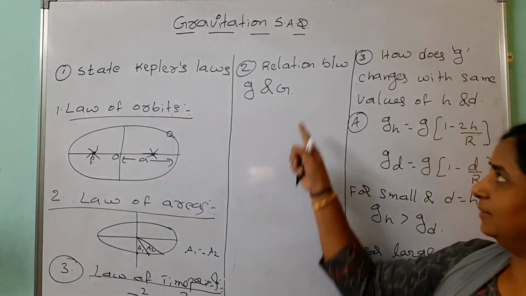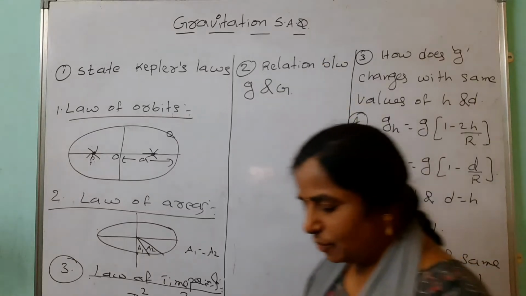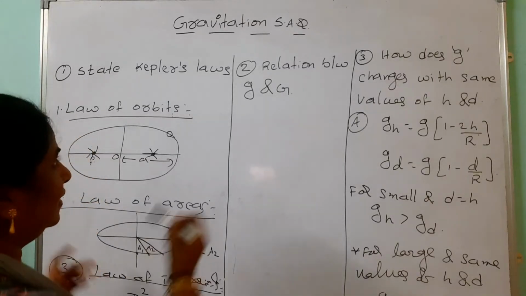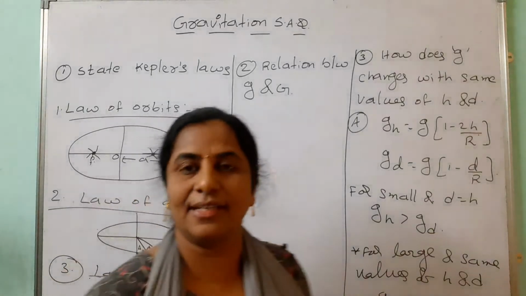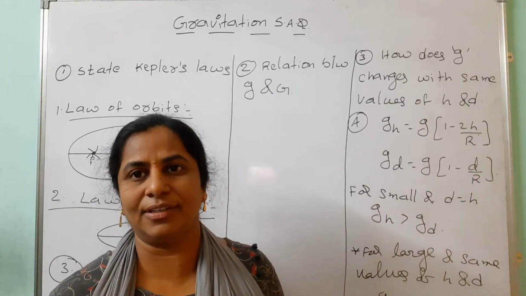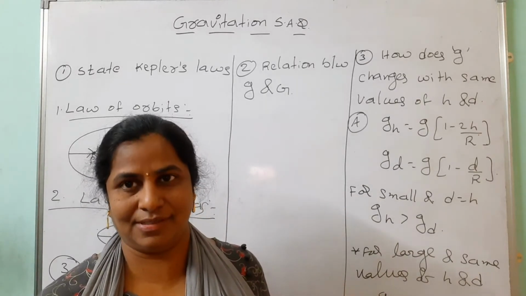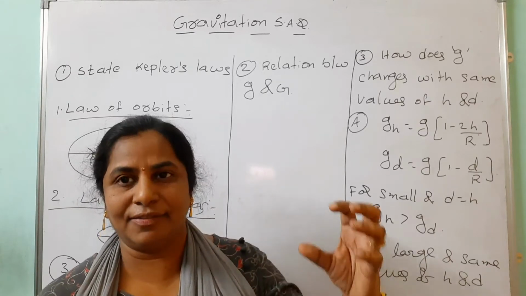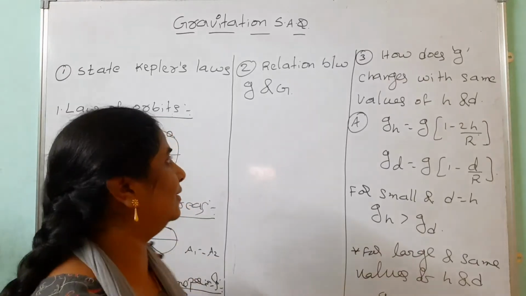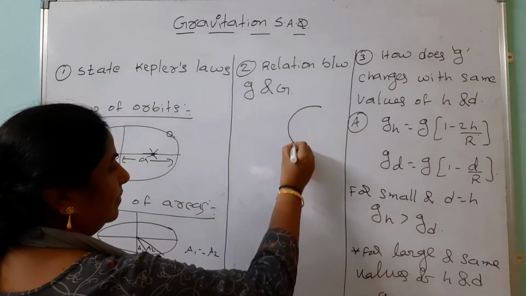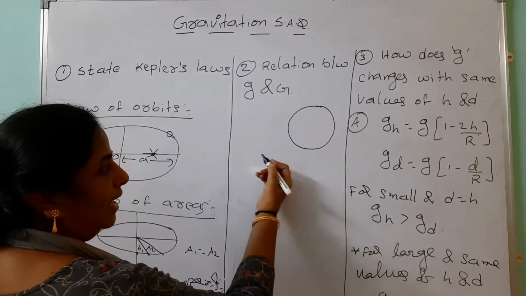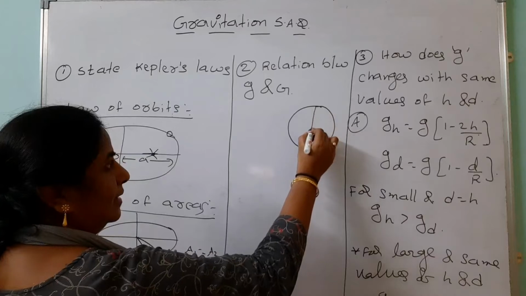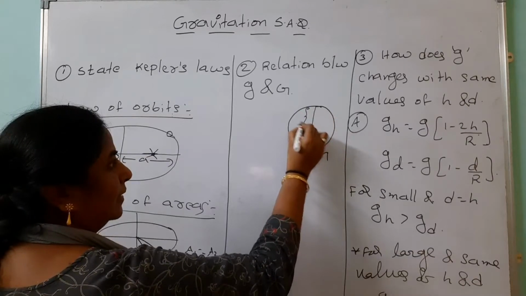Then come to our second one, relation between small g and capital G. Here what is small g and what is capital G? You know that small g is called the acceleration due to gravity and capital G is called the universal gravitational constant. And how to find the relation between them? Particularly they are asking if the body is on the surface of the earth. Look here, very easy. This is the earth. It has a spherical shape. Mass of the earth we can take as capital M. This is the radius of the earth, capital R.